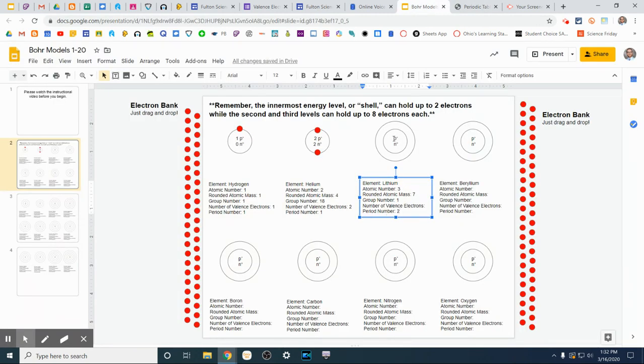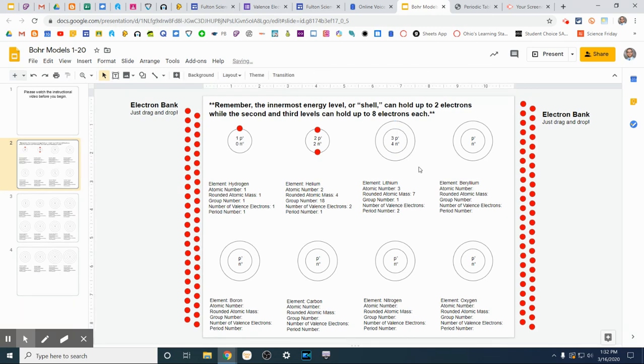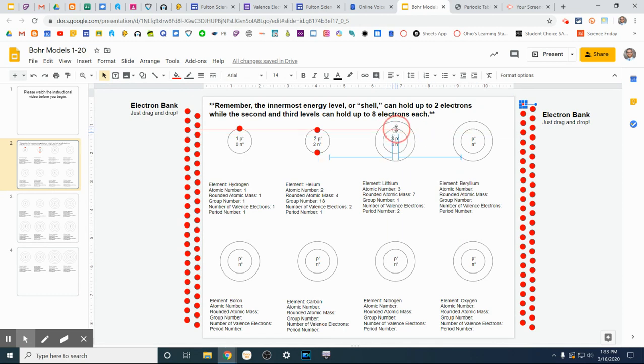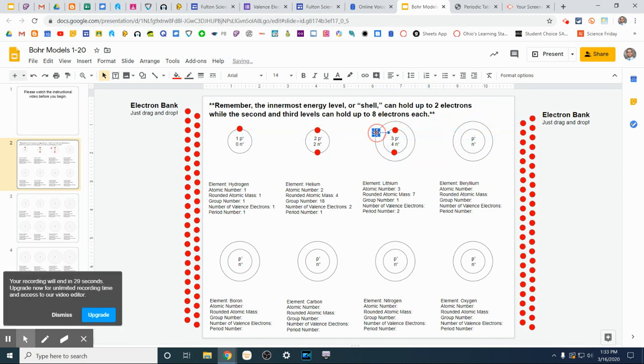Now let's start filling in our nucleus. Number of protons: 3 is its atomic number, so 3 protons. The number of neutrons is going to be this rounded atomic mass minus the protons. So 7 minus 3, there must be 4 neutrons. Now I need some electrons. I need 3 electrons to balance out my 3 protons. So I will drag in 2, and I need 1 more. Now remember, the first energy level can only hold 2, so I actually have to bump this out to the next energy level. There it is.